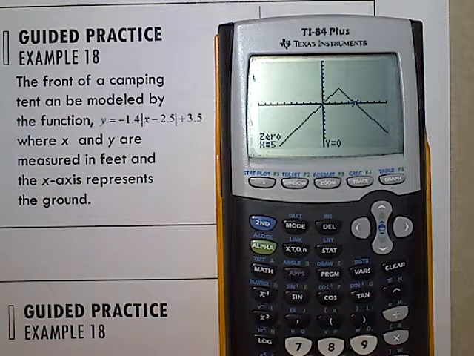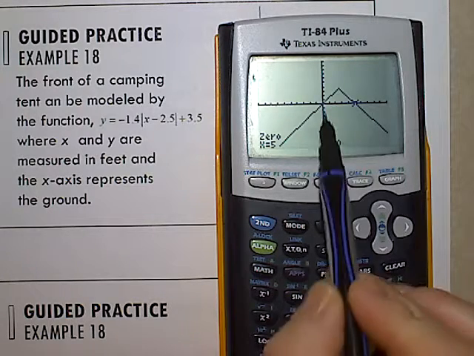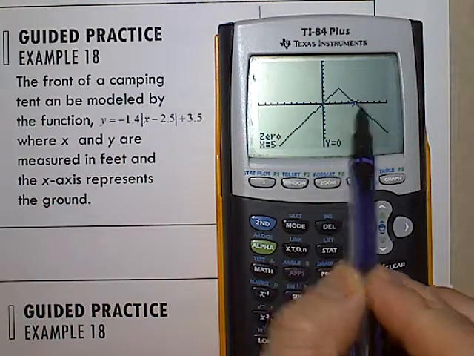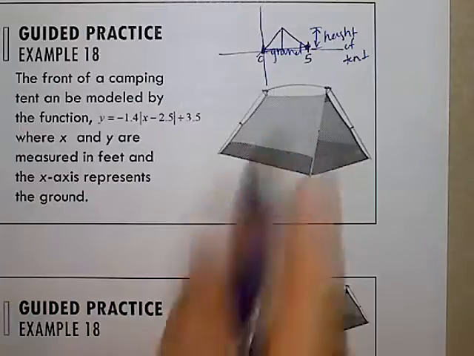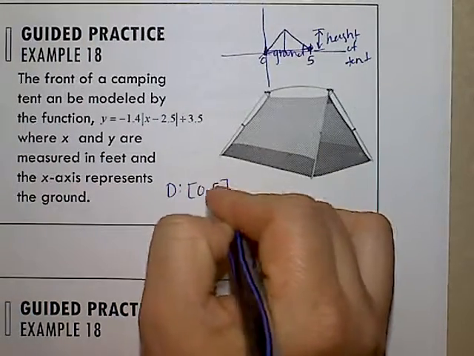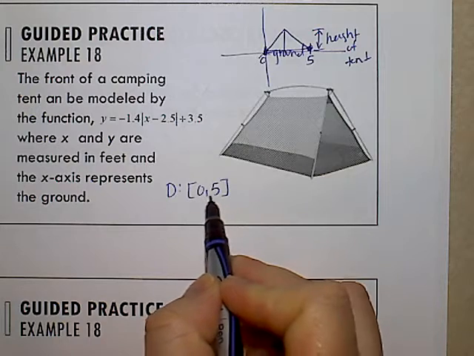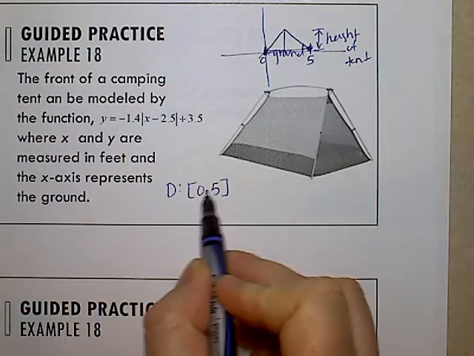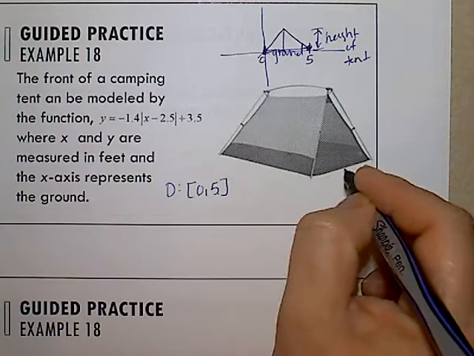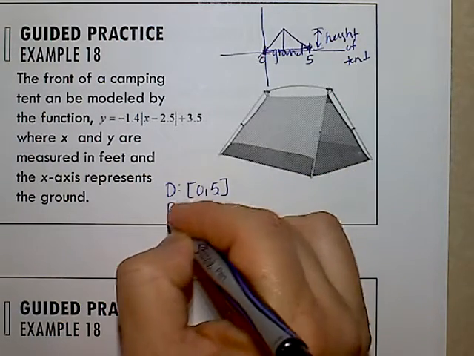How many of you are able to get that answer? Hands up high. We are going to practice with another problem coming up. So, what does this tell us? It tells us that the width of this tent runs from 0 to 5. So to review this problem, the domain is from 0 to 5. We include 0, we include 5. What does this mean? In words, you'd want to write the width of the tent is 5 feet.